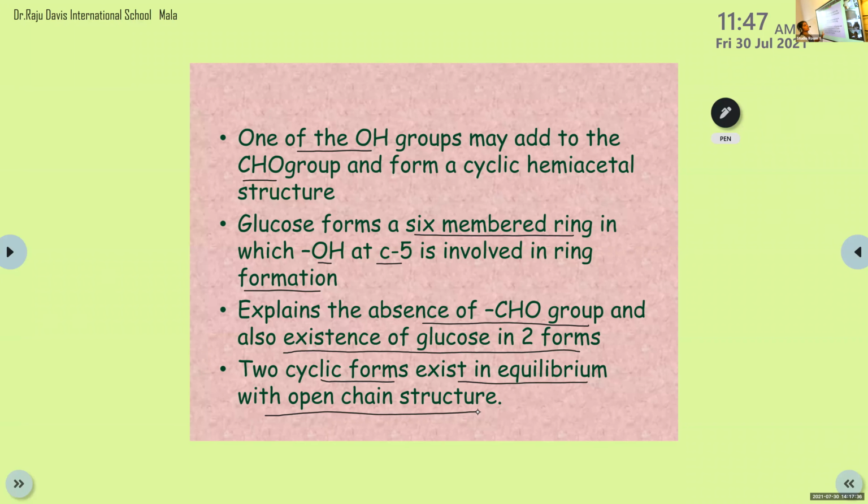So these are all the details about the cyclic structure of glucose. One of the OH groups may add to the CHO group and form a cyclic hemiacetal structure, and this glucose forms a 6-membered ring in which the OH at carbon 5 is involved in the ring formation. So the CHO group is attached to the OH group in the 5th carbon atom. And the cyclic structure explains the absence of free CHO group and also the existence of glucose in two forms. Two cyclic forms exist in equilibrium with the open chain structure. Okay.